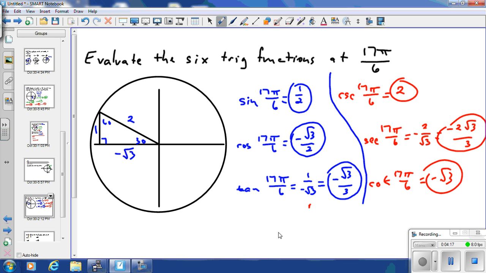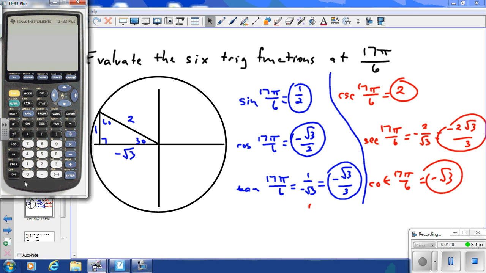So I'd like to do a quick demo that this is actually right. Make sure we're in radian mode, which we are, because I'm entering these in radian form. So the sine of 17 pi divided by 6, that's what we should have gotten, 0.5. We'll take a look at the cosine of 17 pi over 6. And I get the equivalent of negative square root of 3 divided by 2. I want to show you that's the same thing.